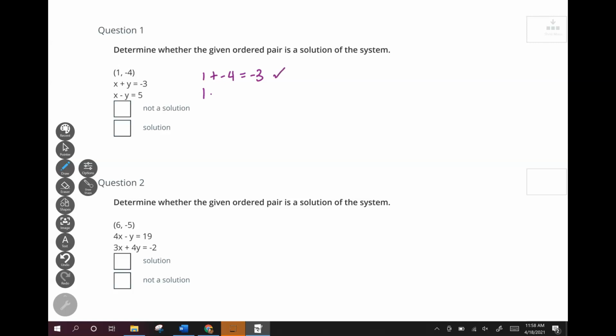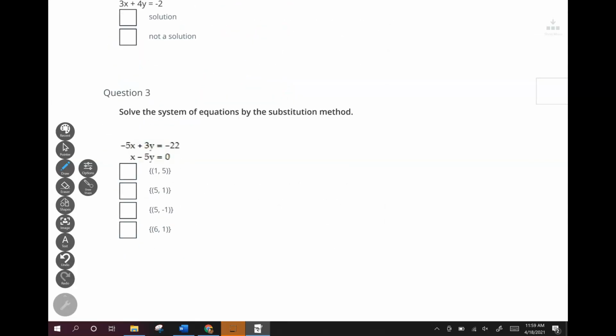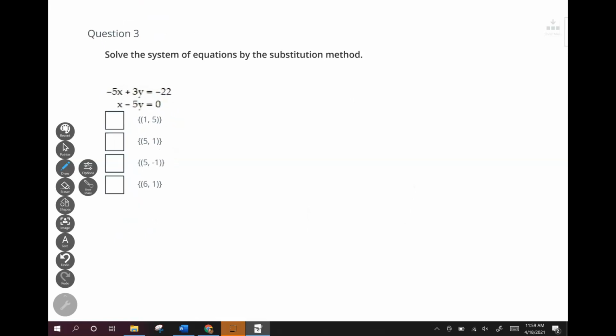Okay, and then we have 1 minus -4, which is equal to 5. Okay, so it works for both of them. That means it is a solution. Do the same thing on number 2. If it doesn't work for either one of the equations at all, then it is not a solution.